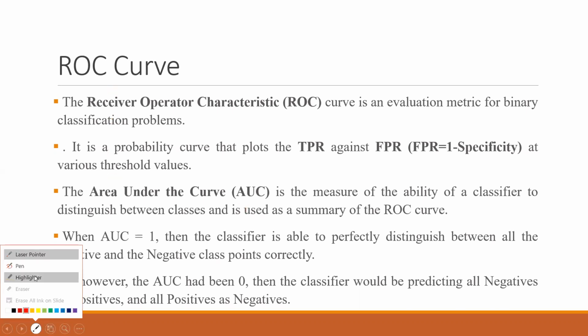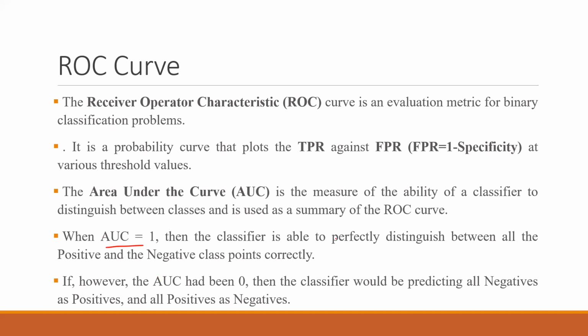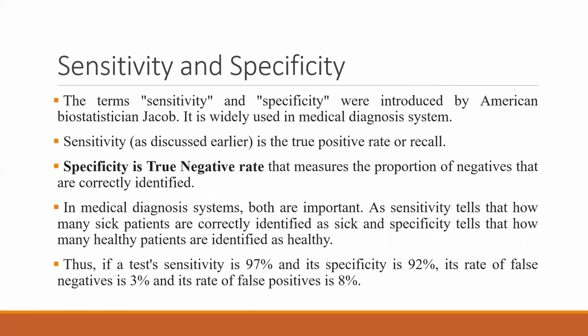Okay. So what does this mean? When AUC is equal to 1, you are going to perfectly distinguish between the positive and negative classes. So it's simple. When we are plotting TPR and FPR, this will be TPR on the y-axis and it will be FPR on the x-axis. FPR is equal to 1 minus specificity. And what does this specificity mean? It means true negative rate.